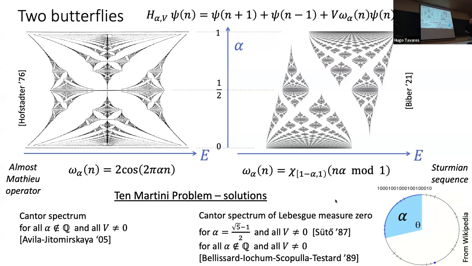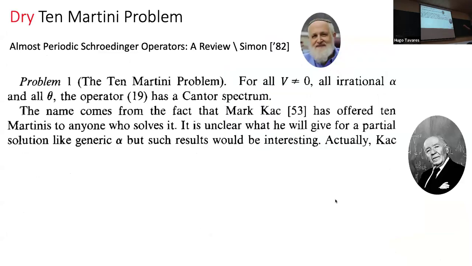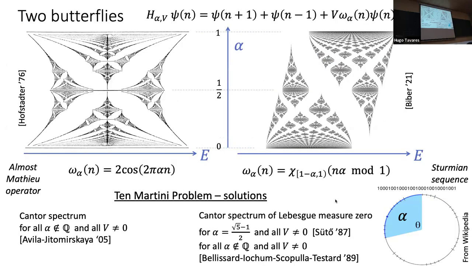So now what is the talk about? In order to understand what is still to be solved, let's go back to Barry's review. This is great. The other one, yeah. Does the Cantor set also have measure zero here? The one on the left, but not this one. It depends on V. Here there is the case of V equals one, which is critical, V smaller than one, V larger than one, and it depends on the case.